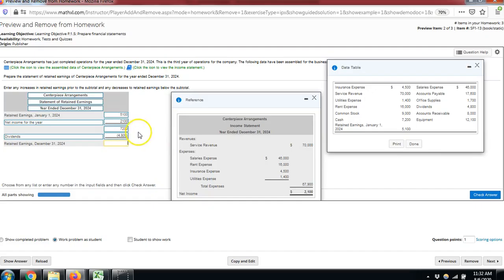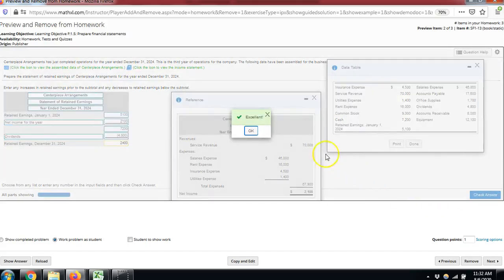And so now we have our starting balance plus our net income. And then we have to subtract the amount of dividends, the amount of this 7,200 that was paid out to our shareholders. And so our total ending balance is 7,200 minus 4,800, which is 2,400. Okay, we got it.